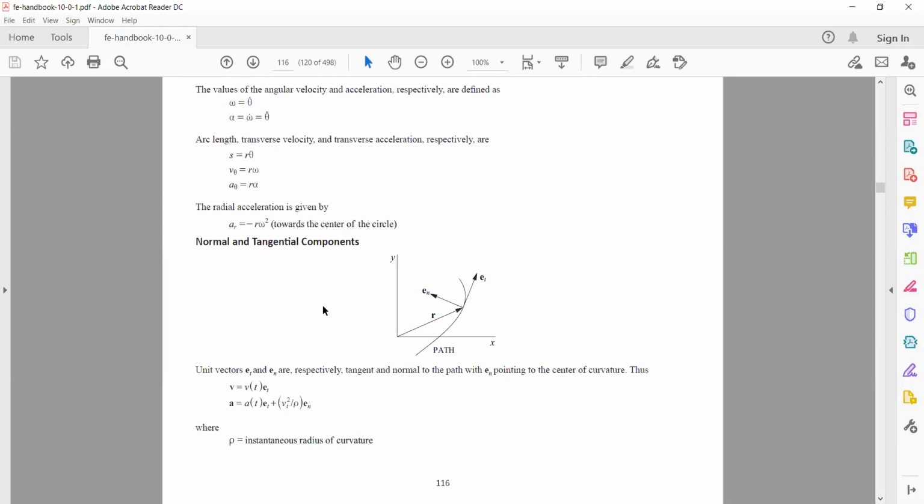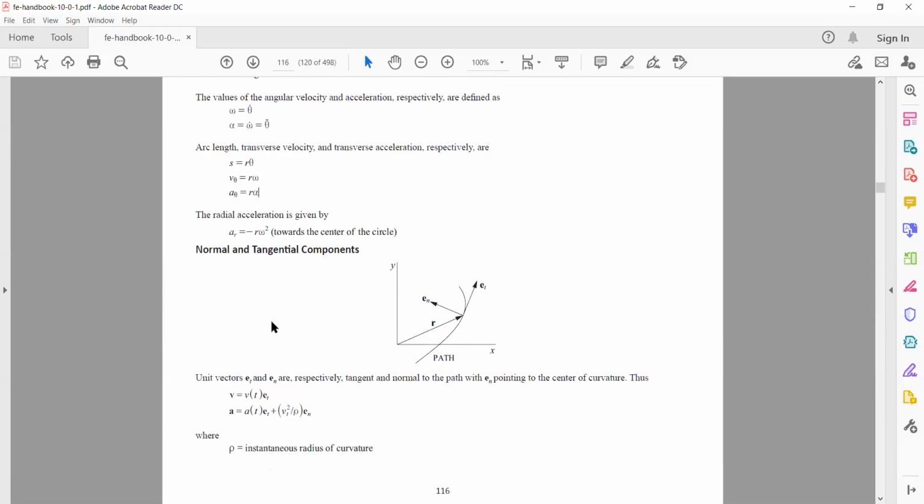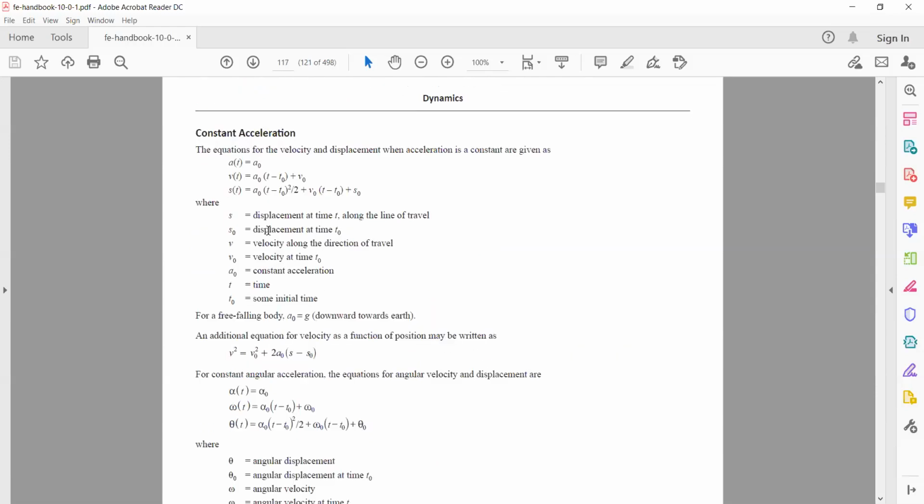I'm not really sure why it doesn't give you directly what the tangential is. It uses this unit vector e_t. But from what I've seen, you can get at least tangential velocity in r omega, and tangential acceleration would be r alpha. Okay, it has those two equations up here for the radial transverse, but for some reason it's not here for normal tangential. I believe they're very similar in that case. Constant acceleration equations, these may look familiar.